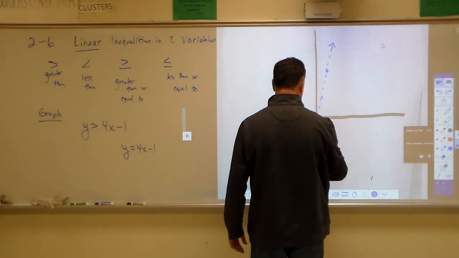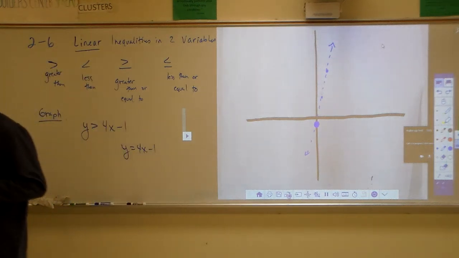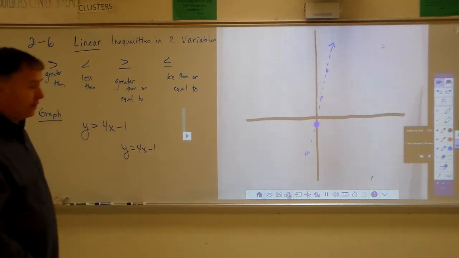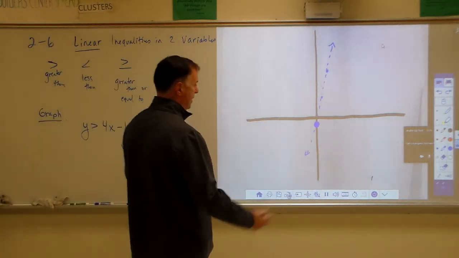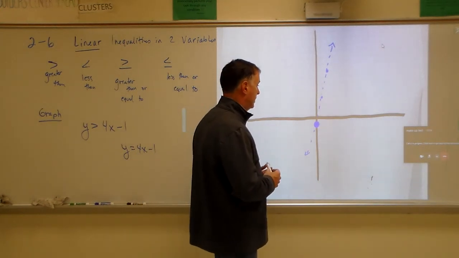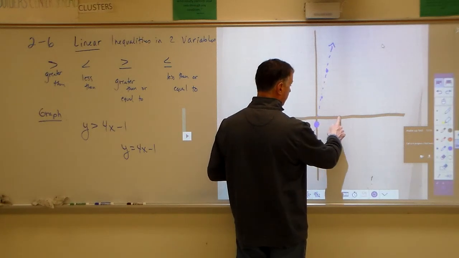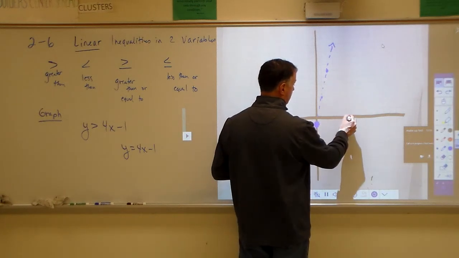And there's two ways to shade. Okay? I'm going to show you both ways, and you do whatever way is easier for you. You have to pick a point that's on one side of your line or the other side of my line. So I'm going to pick over here. I'm going to pick 1, 2, 3, 4, 5, 0. I'm going to pick this point right here.